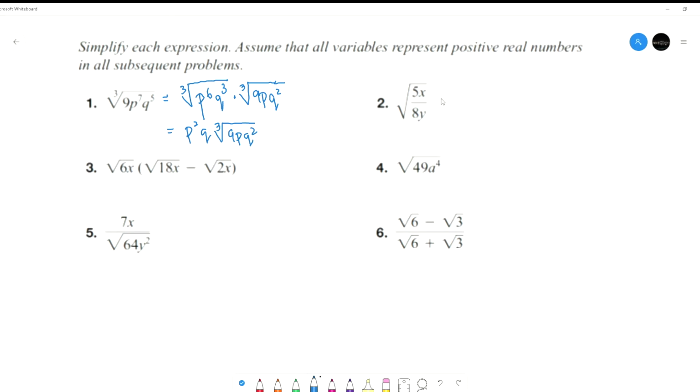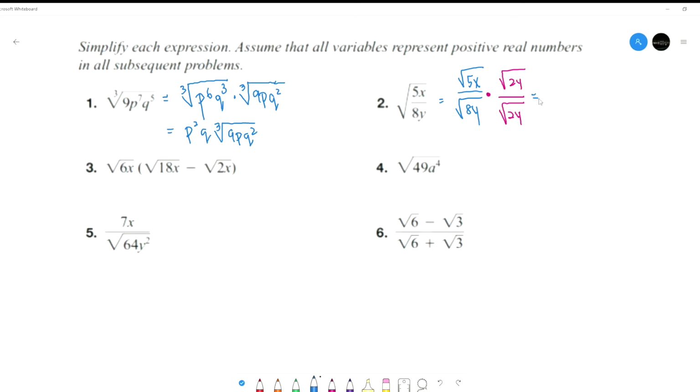Alright, for number 2, first we will separate them into radical 5x over radical 8y. In doing so, we can clearly identify what we need to multiply the denominator by to rationalize, right? Okay, the smallest perfect square I see is 16. So I have to multiply the 8y by the square root of 2y, square root of 2y.